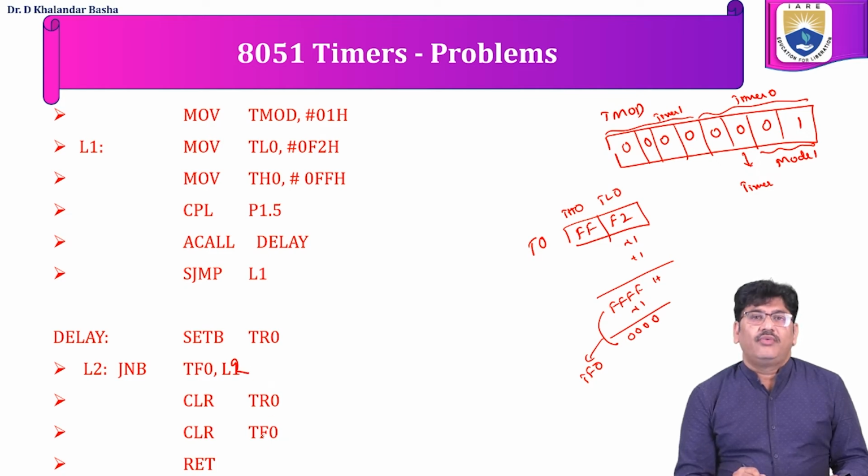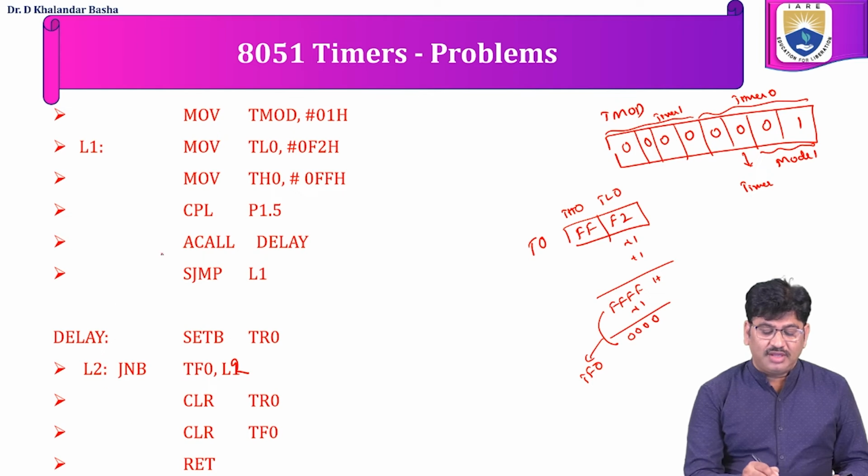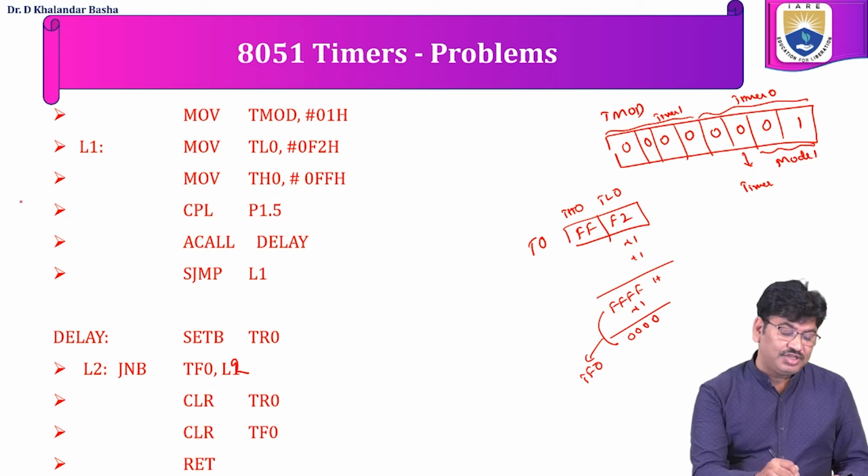L2. Whenever overflow occurs, come out of this, stop the timer, clear the overflow. Then RET, it is for return from the subroutine to the main program. So this is the main program and this one is the subroutine.